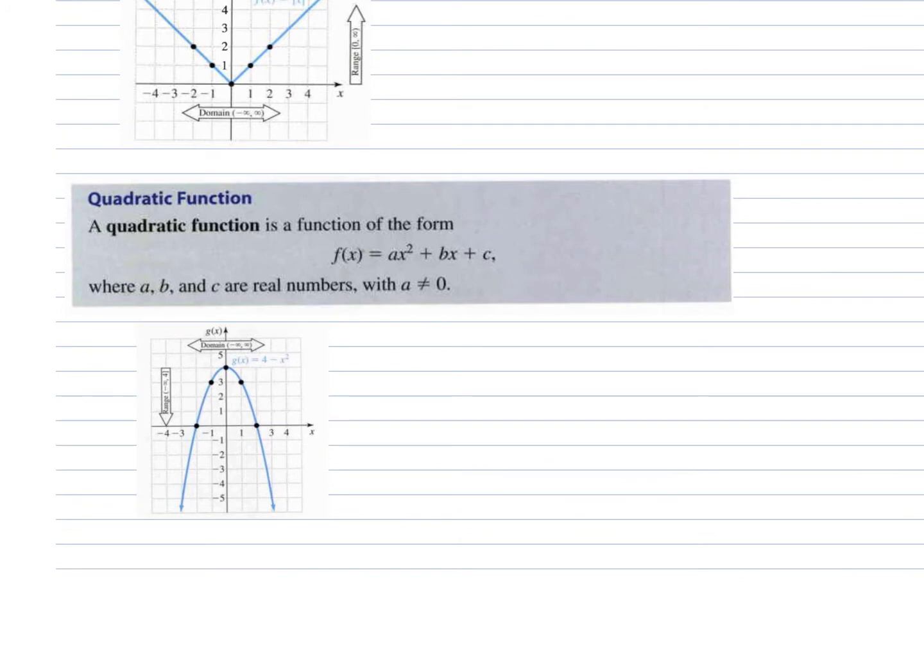The next type of function is a quadratic function. These are U's and are in the form of f of x is equal to ax squared plus bx plus c. So these have that x squared on them. Those domain and ranges are similar to the absolute value functions in the sense that your domain would be all real numbers. And then your range, if it goes up, is going to be from one number to infinity. If it's opening down, it'll be from one number to negative infinity.